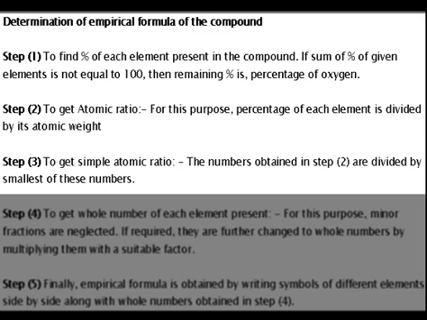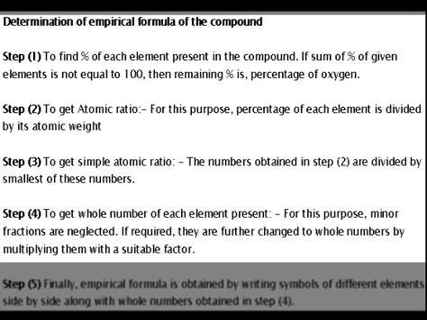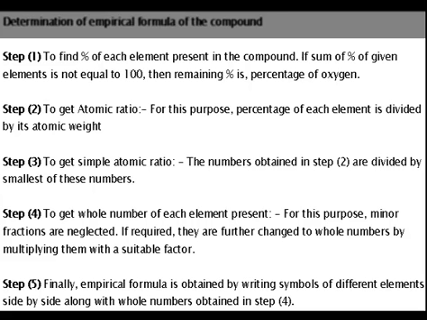Step 3. To get simple atomic ratio. The numbers obtained in step 2 are divided by the smallest of these numbers. Step 4. To get whole number of each element present. For this purpose, minor fractions are neglected. If required, they are further changed to whole numbers by multiplying them with a suitable factor. Step 5. Finally, the empirical formula is obtained by writing symbols of different elements side by side along with whole numbers obtained in step 4.